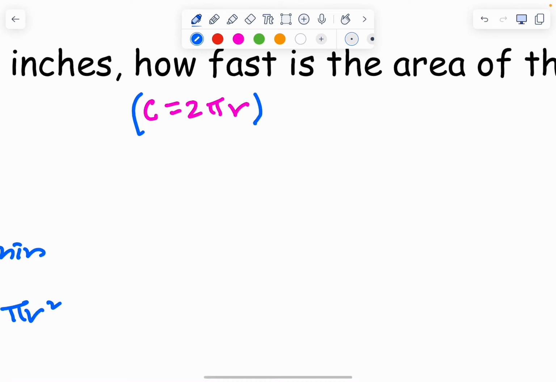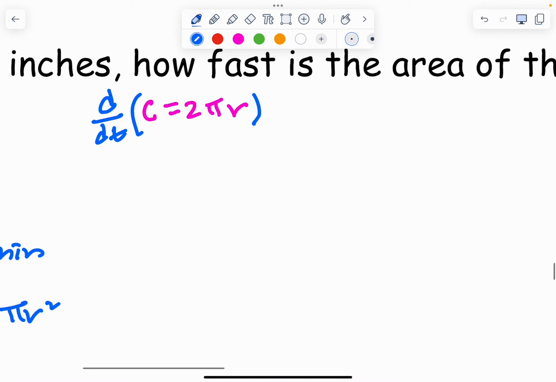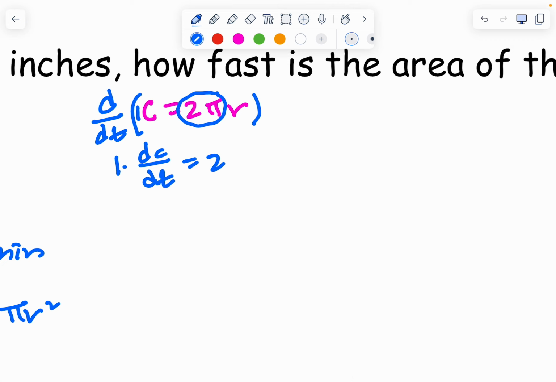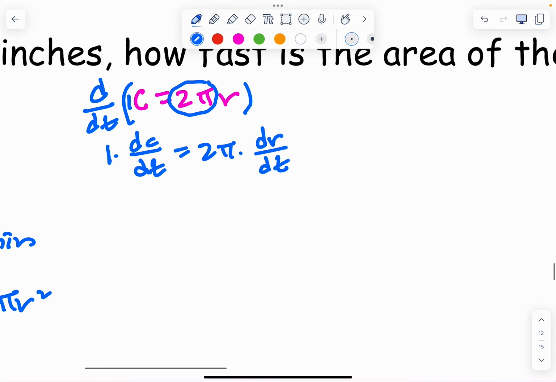So we have the derivative of the function with respect to t. And let's put the 1 in front. What is the derivative of 1C? 1. And we have to put dC over what? dt. And then you know 2 pi is a constant. So the derivative of 2 pi r is simply 2 pi times what? dr over dt.